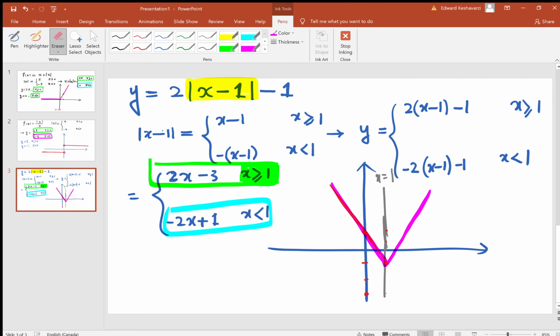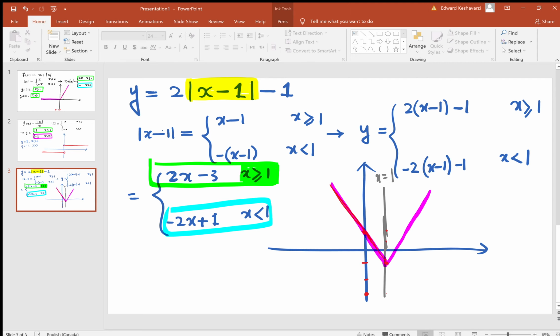We don't need x equals 1 to be here, but just for the sake of accuracy and seeing where the 1 is, I'll keep x equals 1 as the line of symmetry here. But this is not a part of the graph.